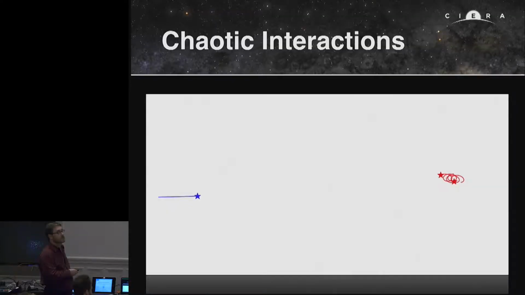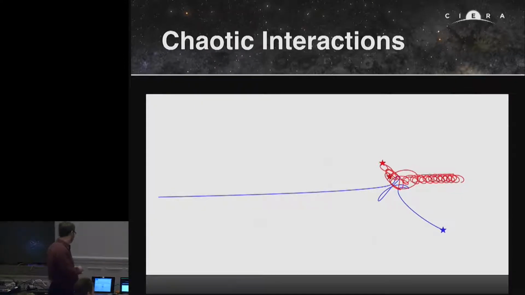And I'll end here, but while we do questions, I'll let this movie run, which shows you what 3 black holes do when they interact.